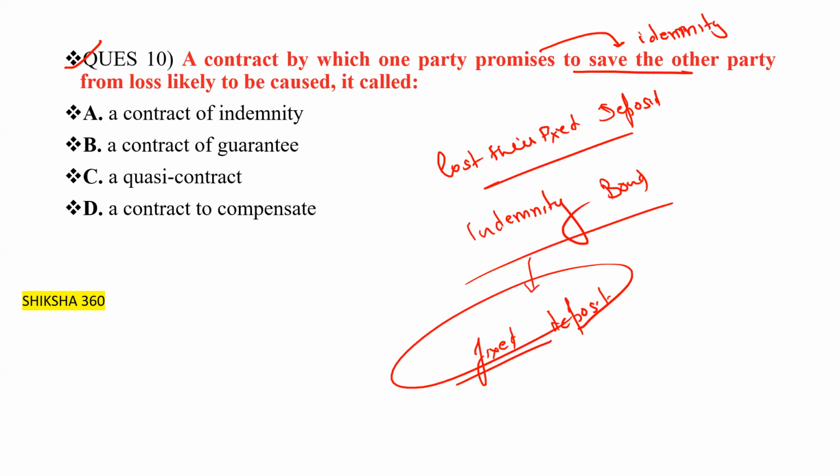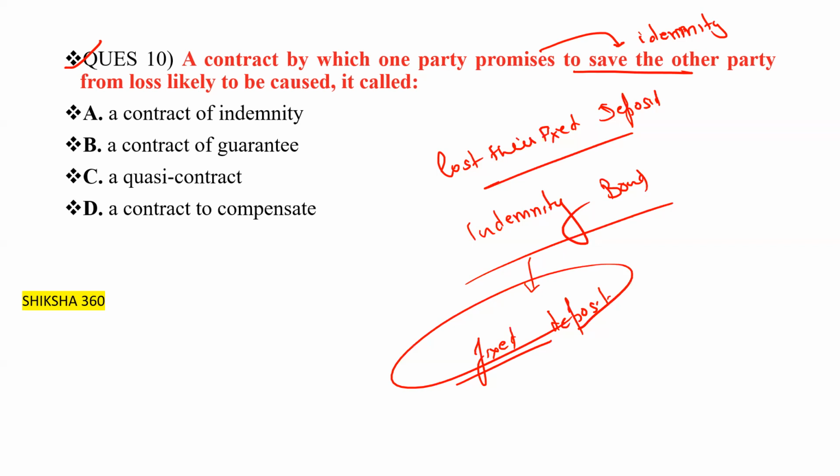So here the person who has the fixed deposit is taking the responsibility. That person will be responsible for any mishappening if anyone else finds the fixed deposit. That is indemnity. They are giving the indemnity that I am responsible.